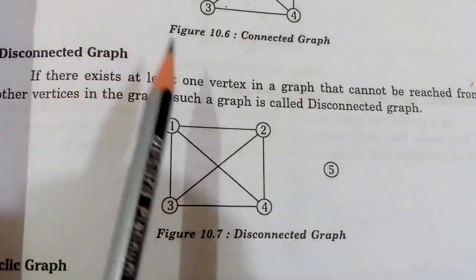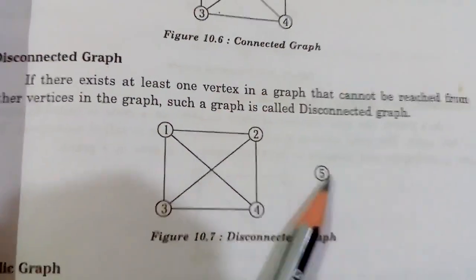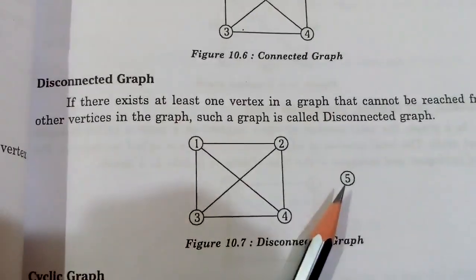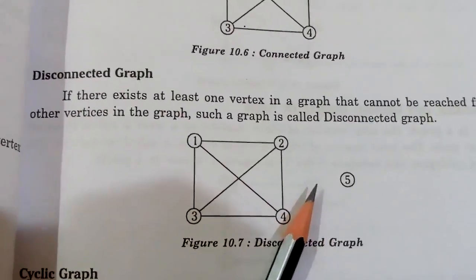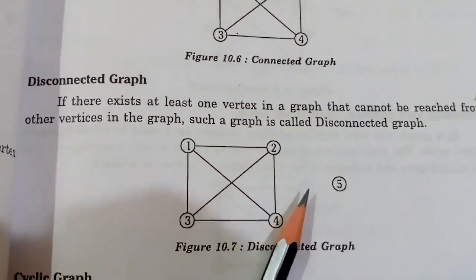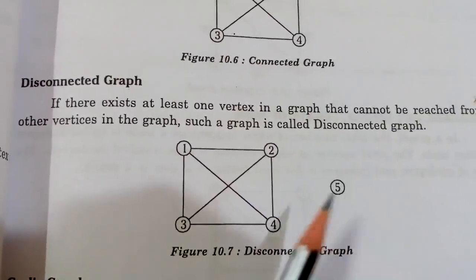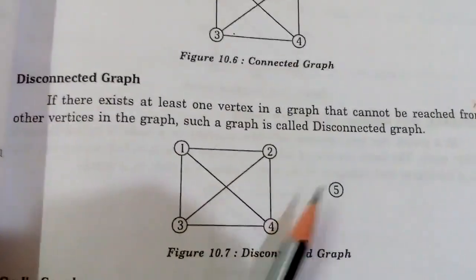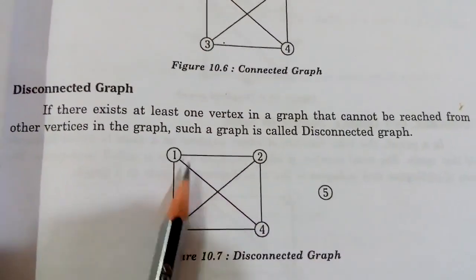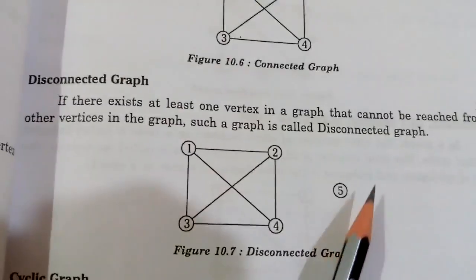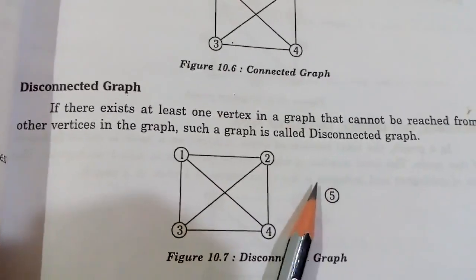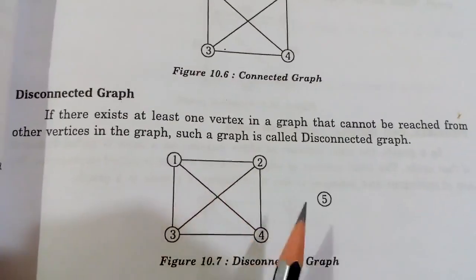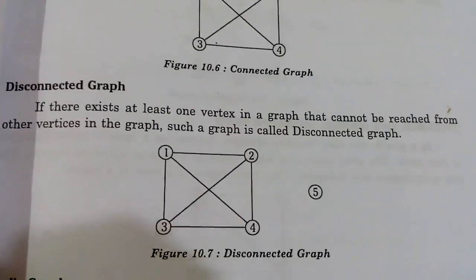Next, disconnected graph. So here there exists at least one vertex in the graph that cannot be reached from other vertices in the graph. So here phi is disconnected. Such a type of graph is called a disconnected graph.